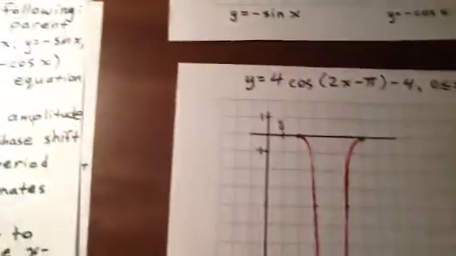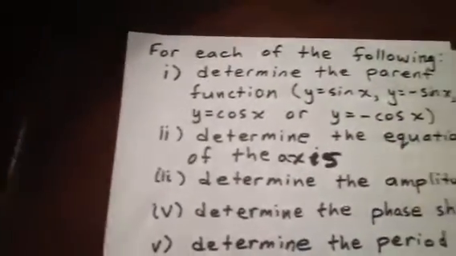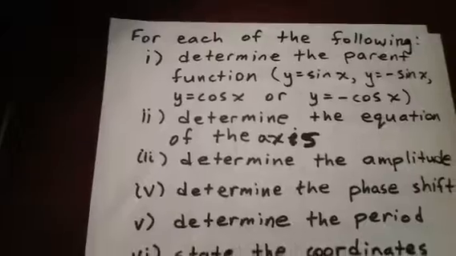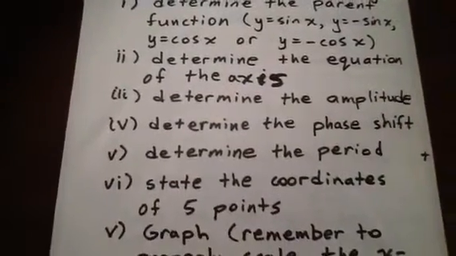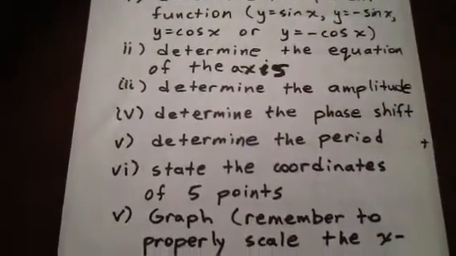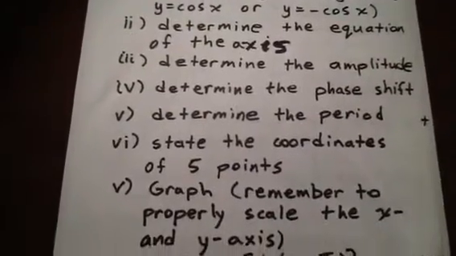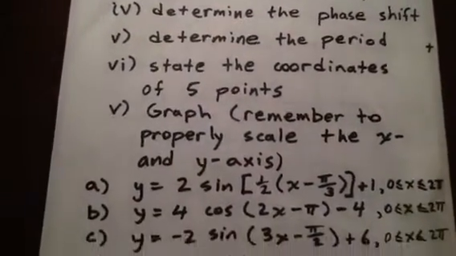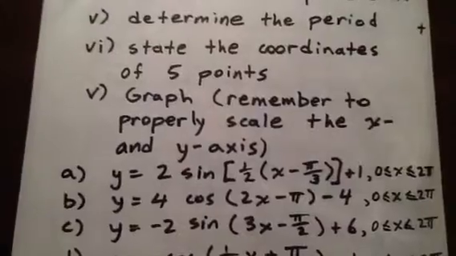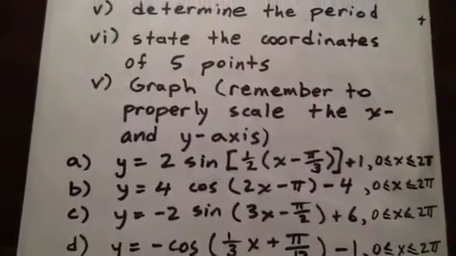Alright, well, how did we figure out how to graph that curve? We followed a series of steps. The first thing we did after determining the parent function was to determine the equation of the axis. We then determined the amplitude, the phase shift, the period, the coordinates of 5 points, and we graphed it. And in this case, we're answering question B.